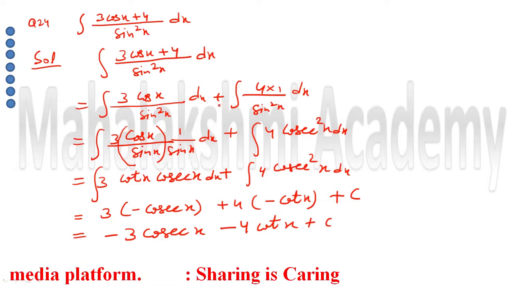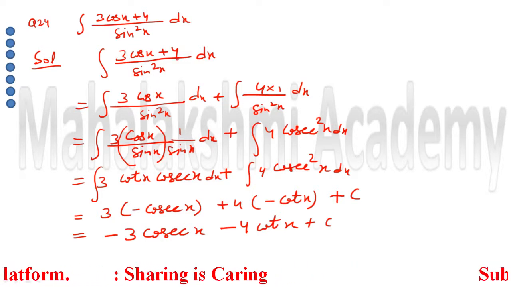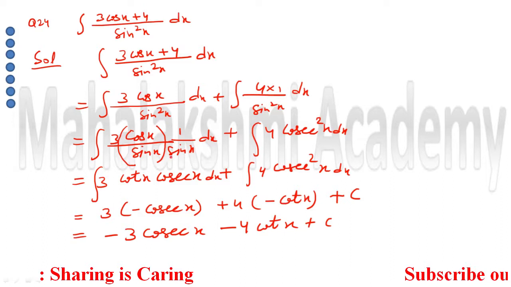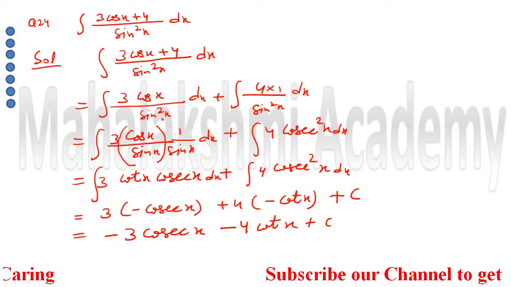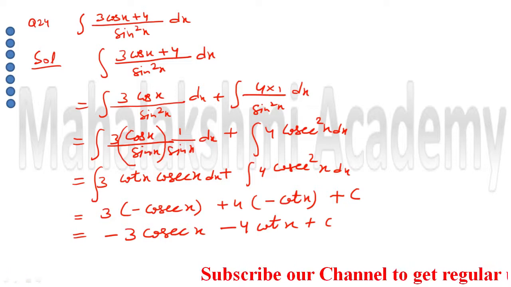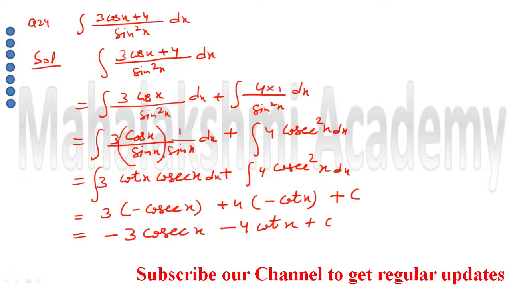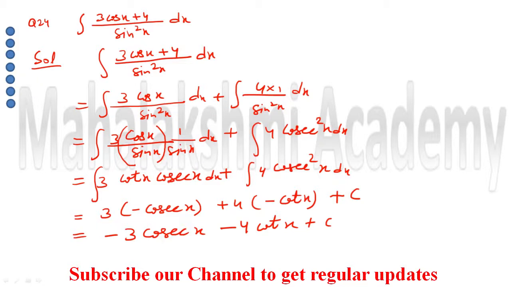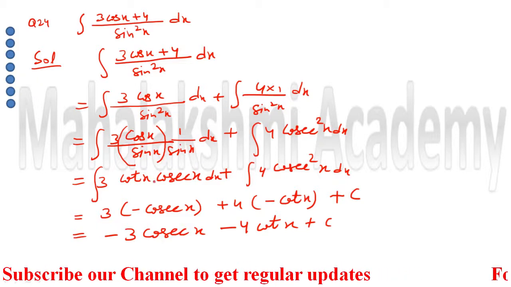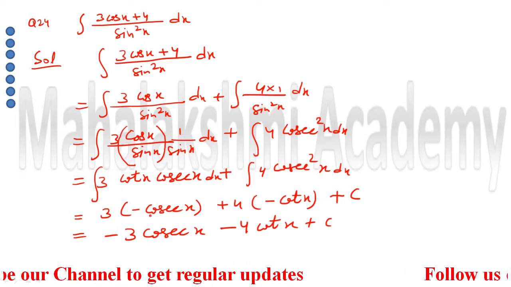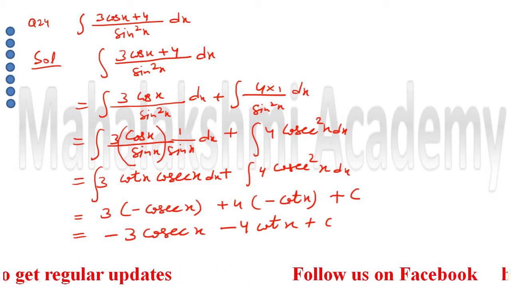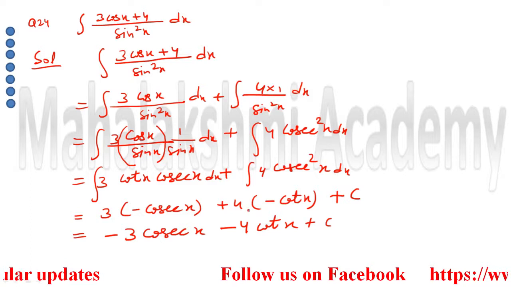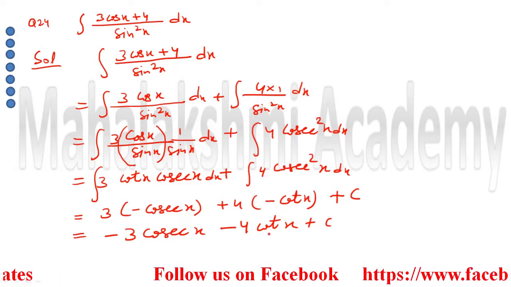I hope this question is clear to you. How did we do this? We separated the terms and then tried to convert them into standard integration formulas. The sin square I wrote two times because sin square x is there. So cos x upon sin x is cot x and 1 upon sin x is cosec x. And you already know the integration formula of cot x cosec x is minus cosec x, and of cosec square x is minus cot x. So by using the direct standard formulas we got our answer.